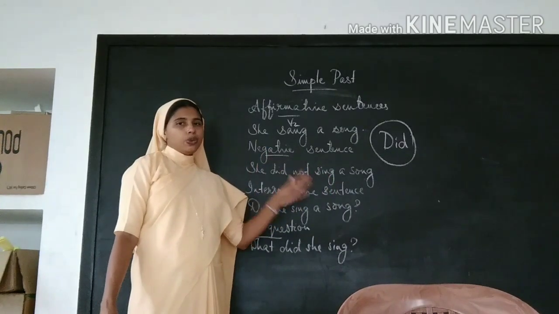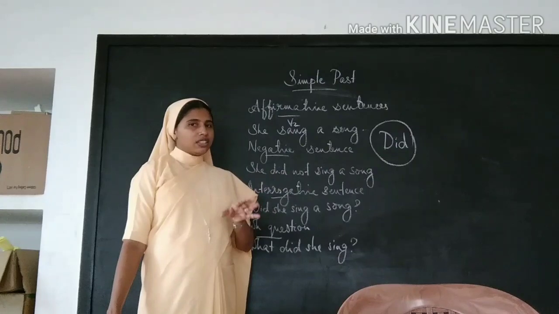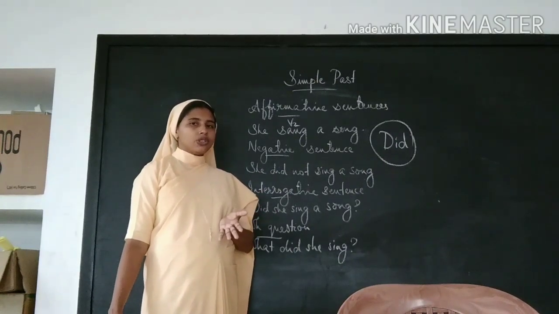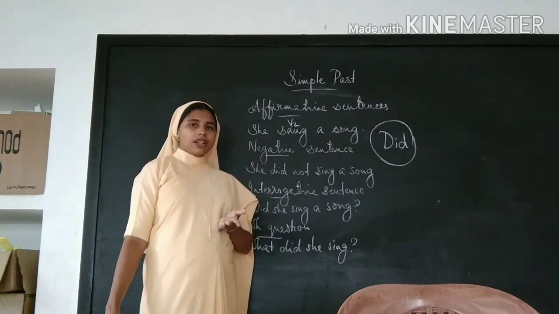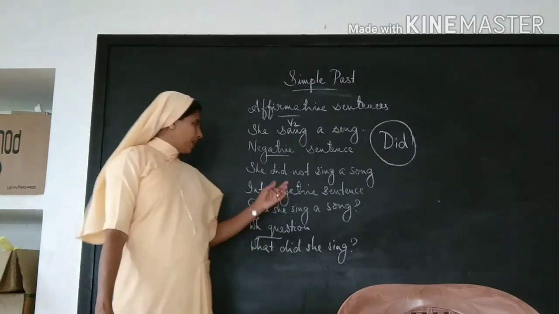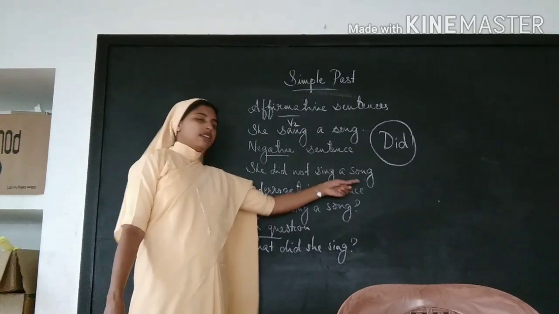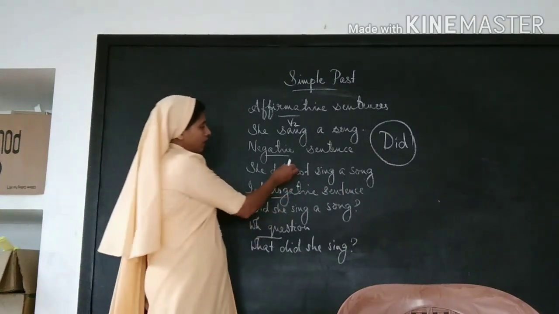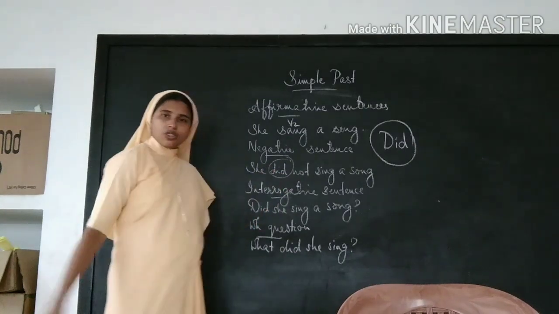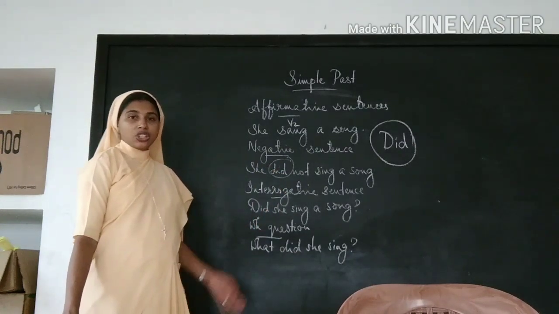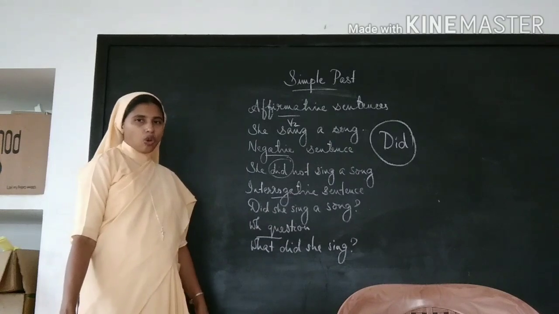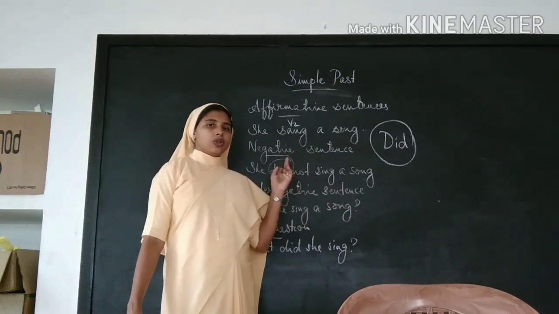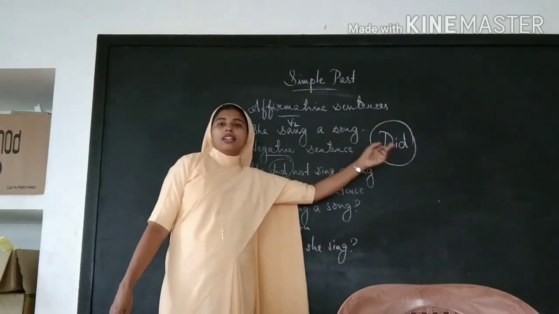Okay, whenever you use did plus V1 form, it is automatically understood that it is simple past, that is the V2 form of the verb. She did not sing a song. In order to make negative sentences, you must use did not. Otherwise, "she not sing a song" is wrong. Okay. When you make interrogative sentences also, you have to use this auxiliary did.